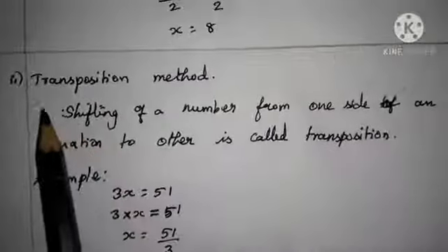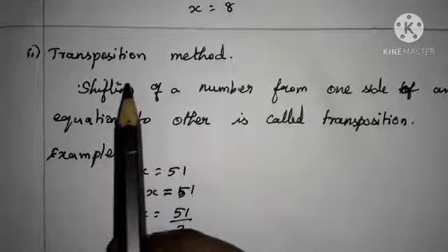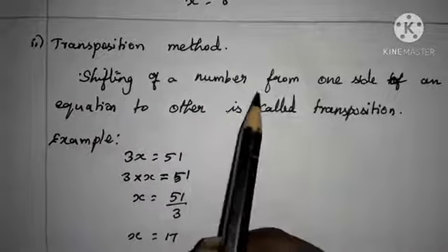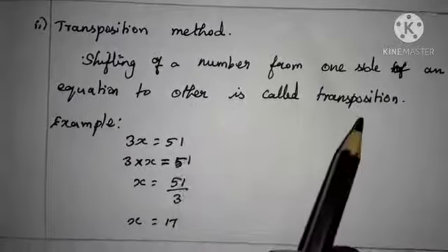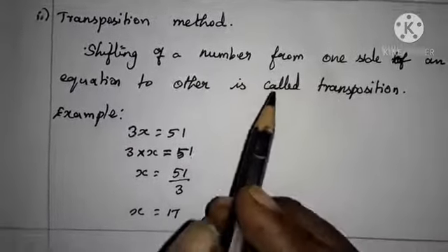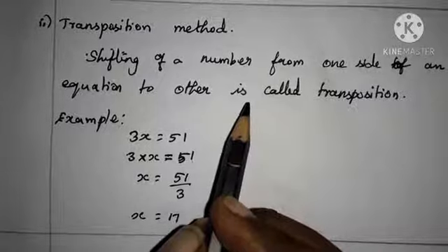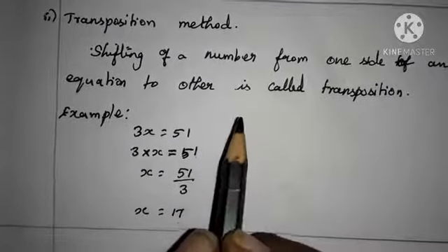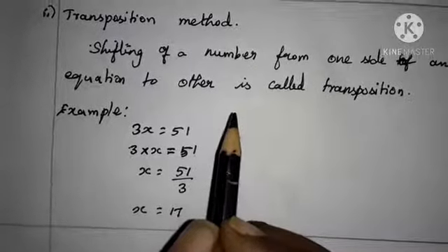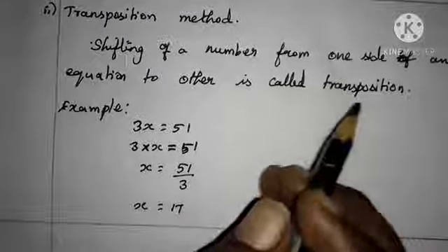Next we are going to see the transposition method. The shifting of a number from one side of an equation to the other is called transposition. That is, when you move a number from the left hand side to the right hand side, or from the right hand side to the left hand side, we call that method transposition.